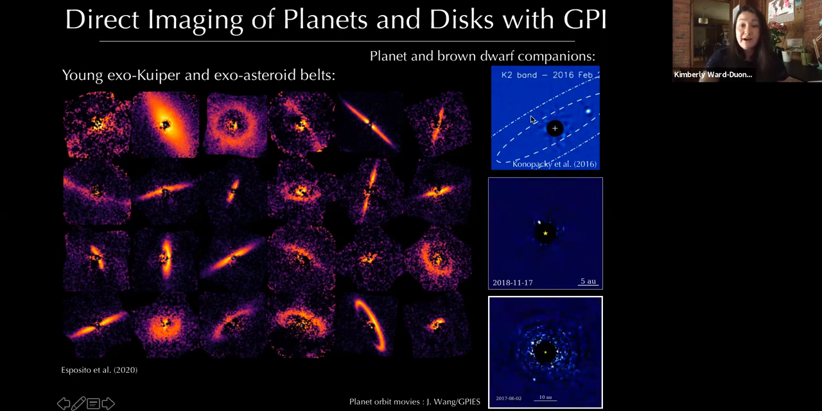We also have a number of brown dwarf companions, as shown here. Some more orbit movies showing that we can actually monitor the paths of these planets and see their trajectories in real time.